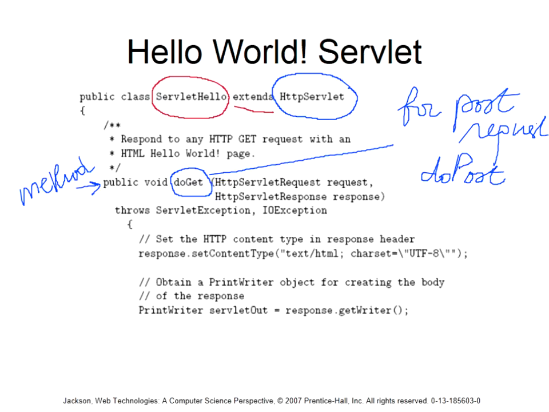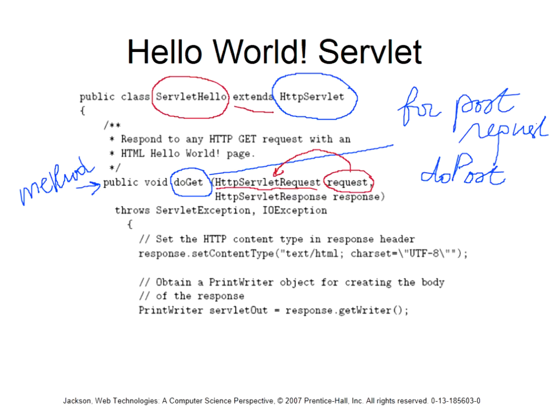Very good. The first one is an object. Our object is request. So this is an object. The type of this object is HttpServletRequest. Is it clear?